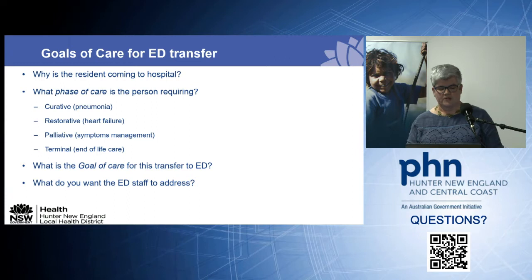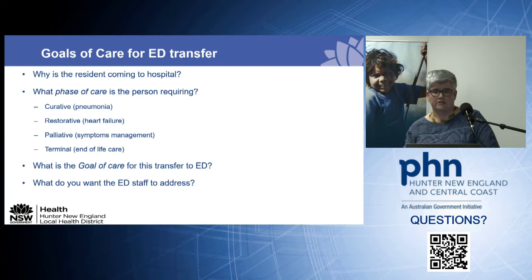So I suppose if you're fit and healthy and you've got an injury, then it's a curative model. Restorative is, I think, lots of our heart failure, kidney failure, respiratory failure patients that we see. Palliative is symptom management, and terminal care is end-of-life care. And if you think about residents in aged care facilities, most of them are actually in the palliative, some restorative, but a lot of them are in the palliative phase of their life. And we should maybe be thinking more in that term.